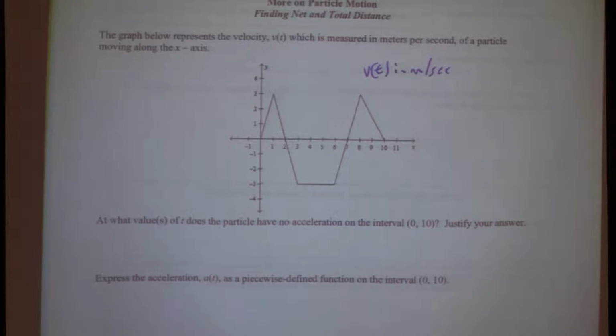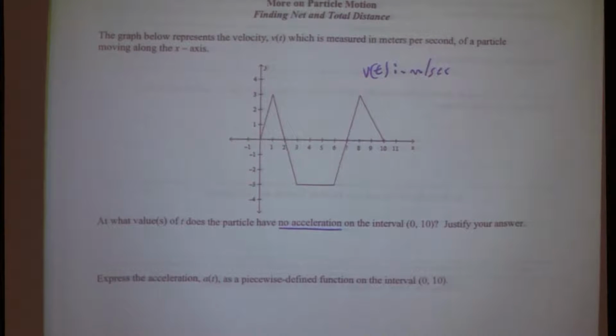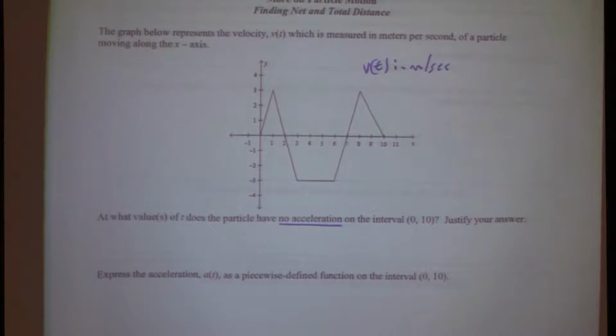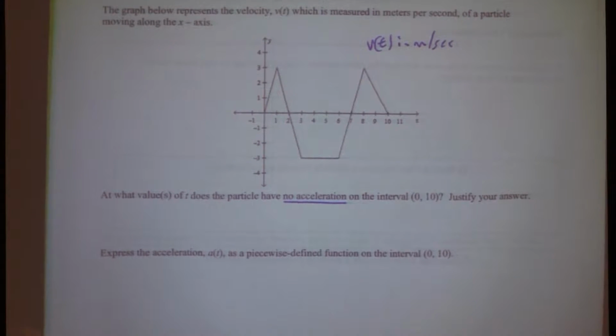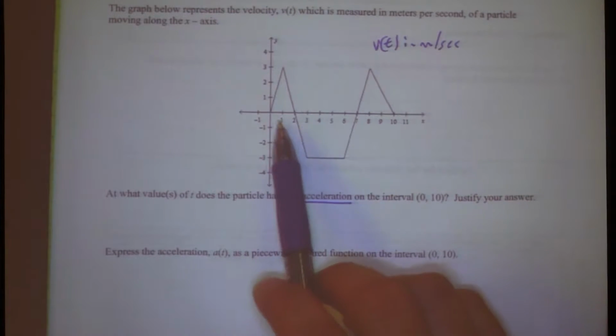Where would it have no acceleration? From 3 to 6? Yeah. No acceleration, what does that mean? Velocity is constant. Velocity is constant? No. Wait. No, velocity is constant. Yes, velocity is constant. What if velocity changes? Acceleration? Can also be at 1. So that's a change in velocity. Which is, but it has to be 0. So would it have no acceleration at 1?